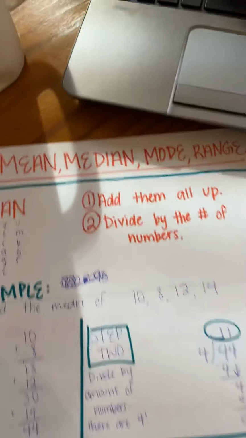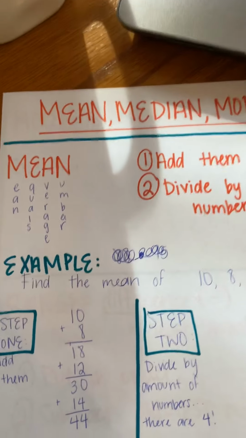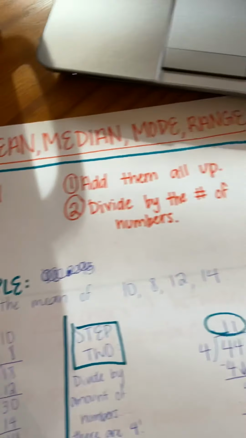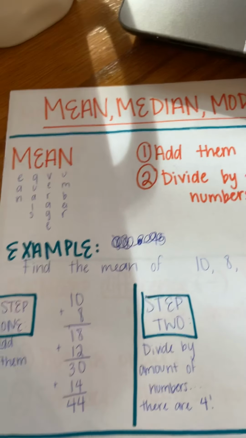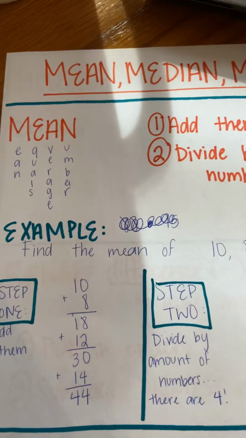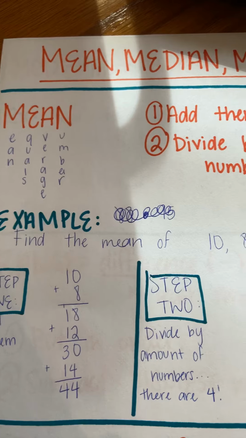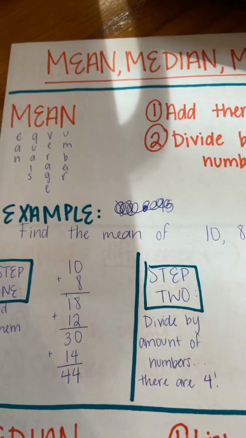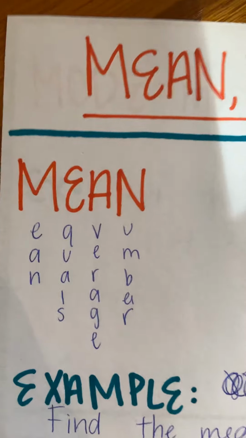Okay. So mean, median, mode, and range. The first part of that is mean. Basically those are just 4 different words that are talking about what we call measures of center. So basically just trying to find the center of things, but there's different ways to do that. So the first one is mean.